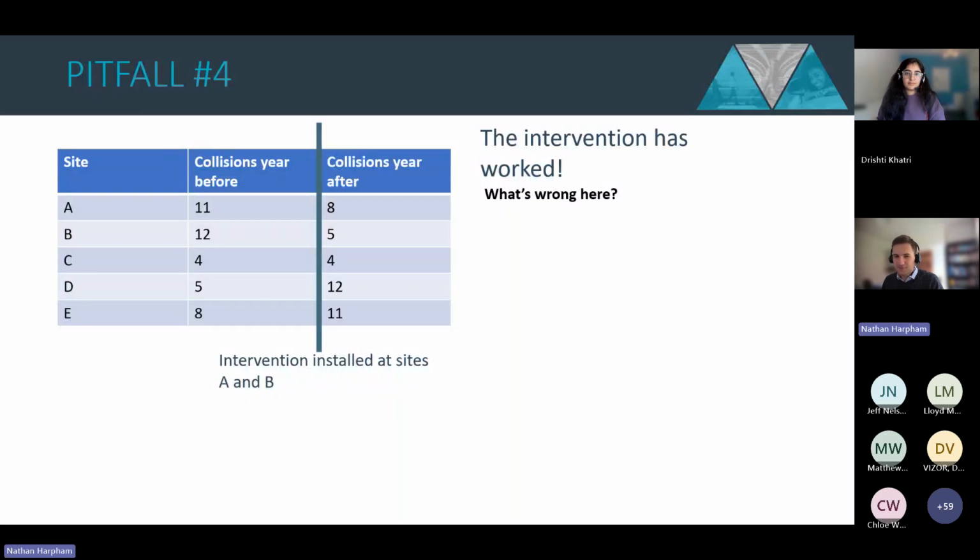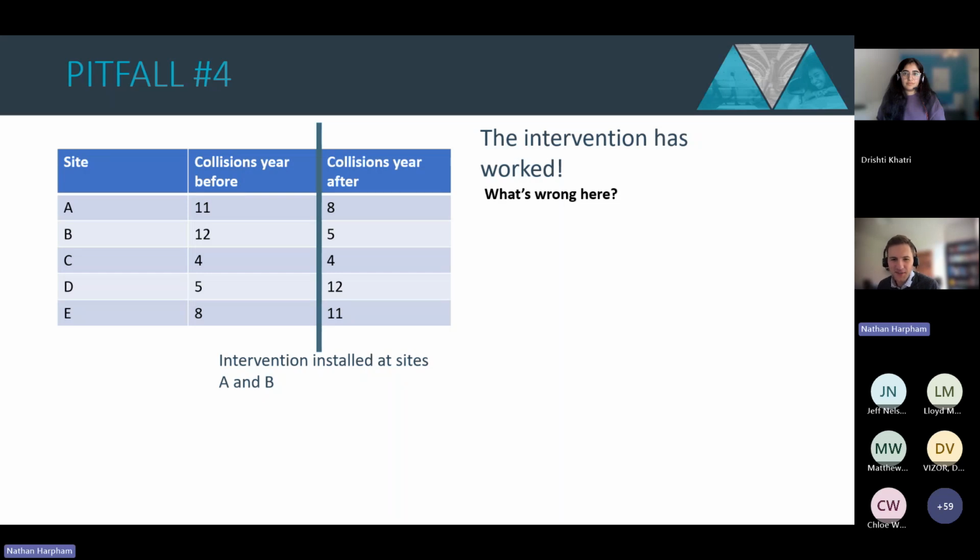Yeah, cherry picking, yeah. Bonus points if anyone can get the exact term for the pitfall that I'm getting at. Sites B and E have gone up, yes, yeah. Ah, very nice, Katrina, yeah. Bonus points for you.